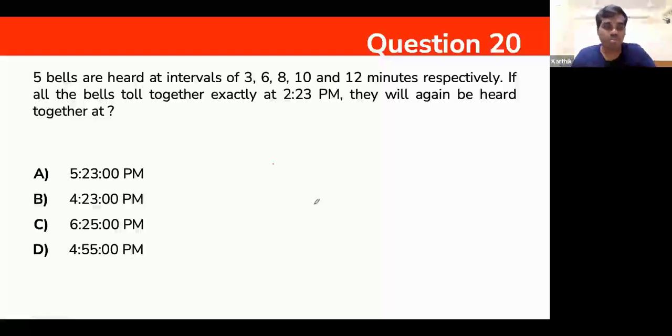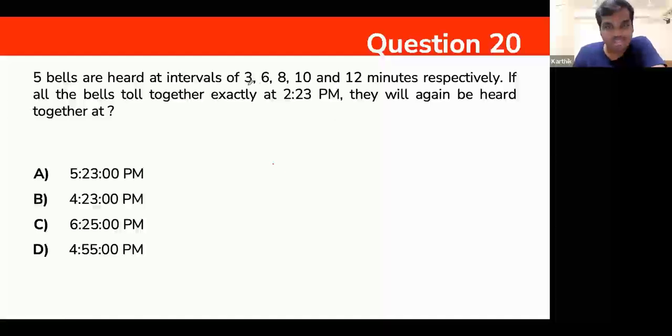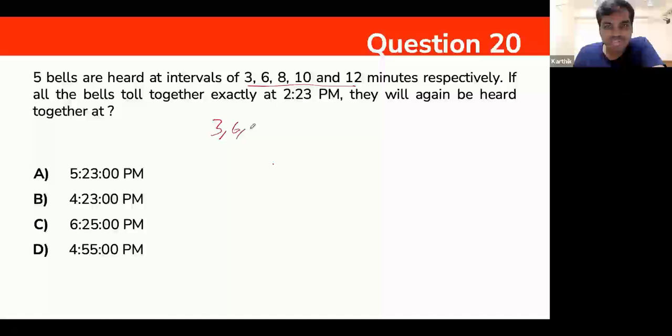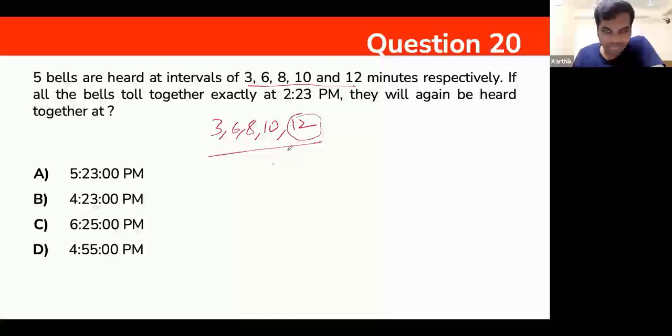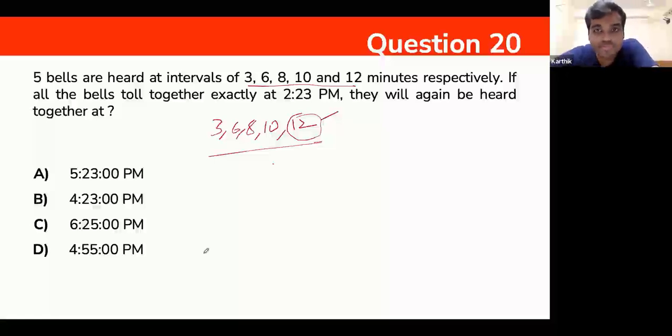Okay. So now what we are going to do is the same concept, LCM. If we are taking LCM of these numbers 3, 6, 8, 10, 12, now what I told you for LCM, you will always take the biggest number. Now see here, whatever number I am finding, that particular number should be divisible by the other numbers. Yes or no?